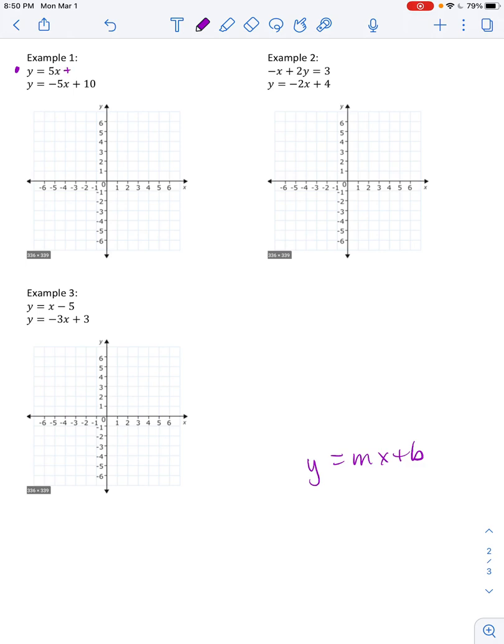I'm going to think about this as 5x plus 0. Keep in mind that this is my y-intercept. This will be my slope. So my first line starts at 0 on the y-axis and goes up 1, 2, 3, 4, 5 over 1. Now I'm going to go backwards, 1, 2, 3, 4, 5, back 1. And I'm going to do the very best that I can to get a decent line going through there. And that's line 1. Now I'm going to attack the second one.